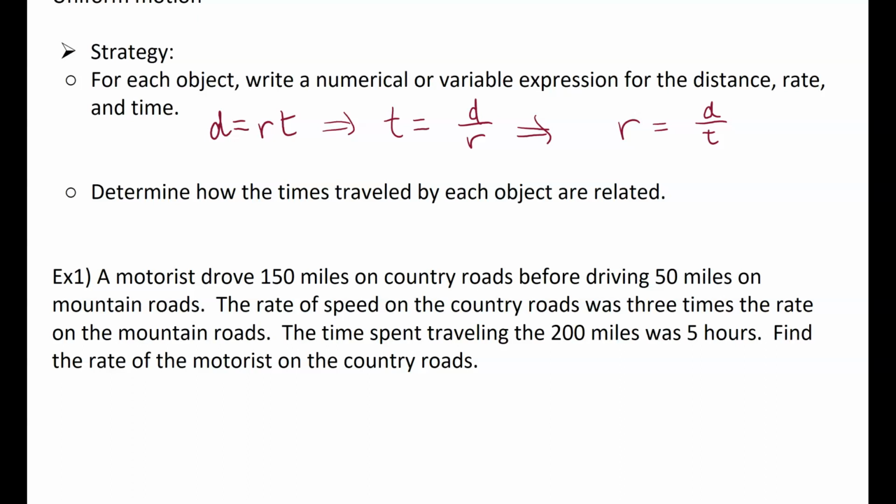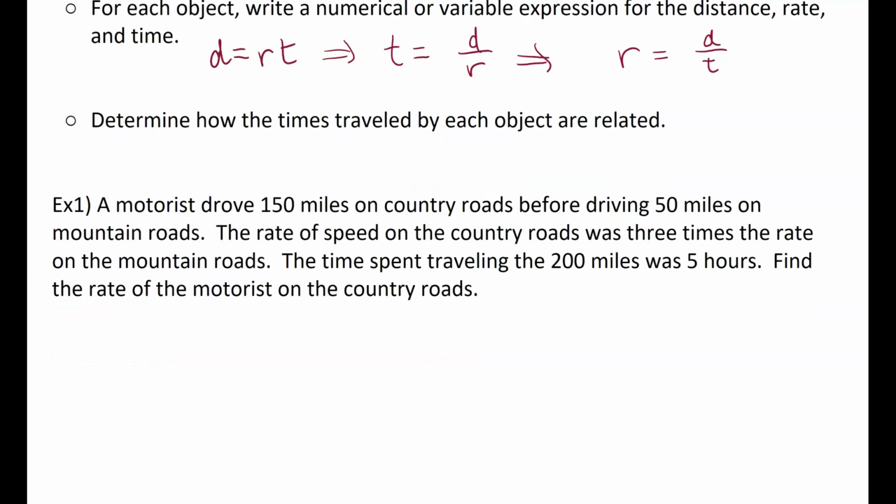So for our first example, we have a motorist who drives 150 miles on country roads before driving 50 miles on mountain roads. The rate of speed on the country road was 3 times the rate on the mountain road. The time spent traveling the 200 miles was 5 hours. And so we want to find the rate of the motorist on the country road. Okay. So what are the two situations we have here?